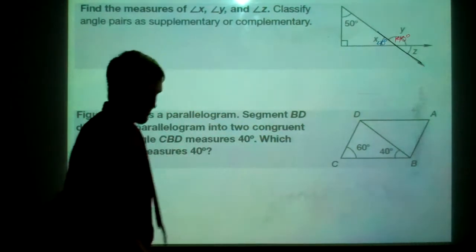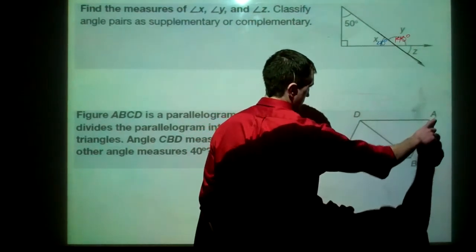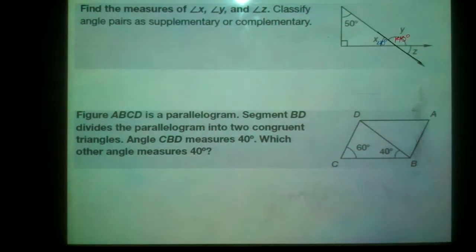Our last one here. It says figure ABCD is a parallelogram. That means this side is parallel to this side, and this side is parallel to this side. Segment BD divides the parallelogram into two congruent triangles. Angle CBD measures 40 degrees. Which other angle measures 40 degrees?